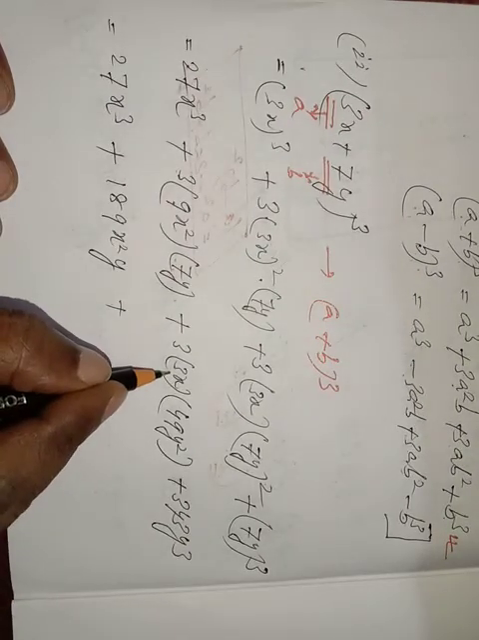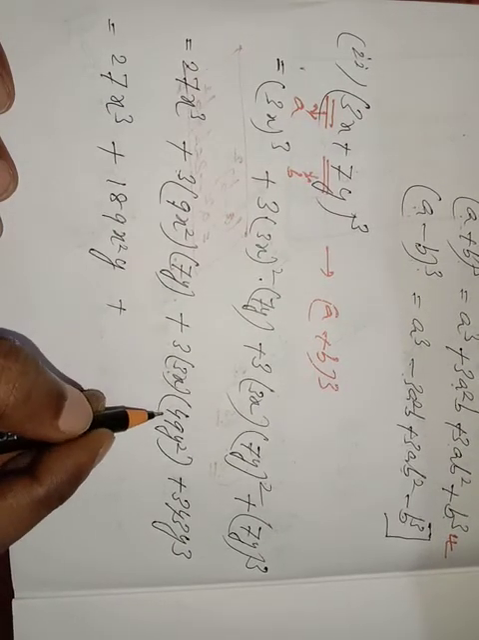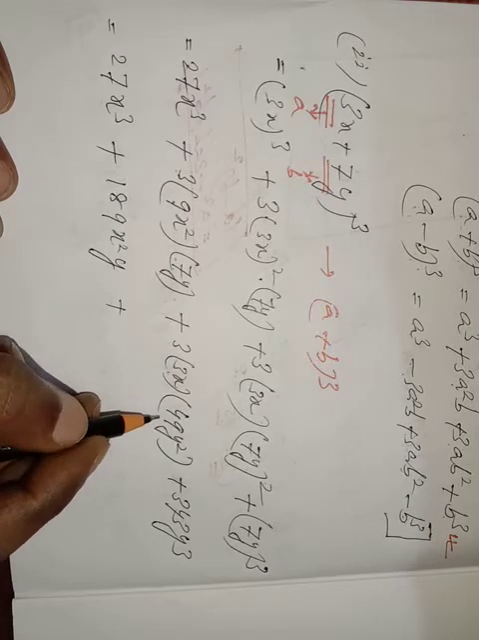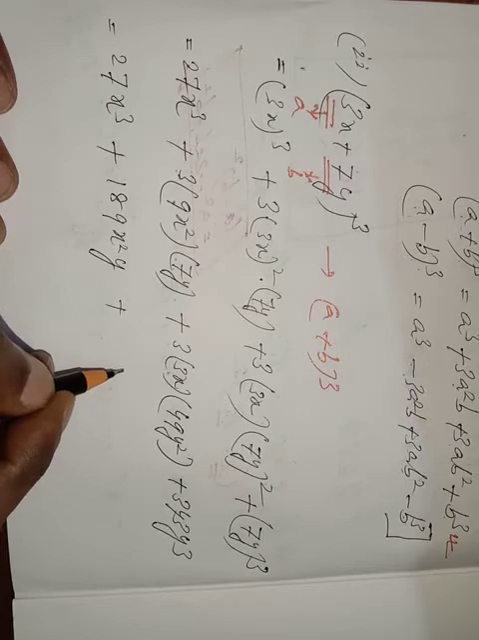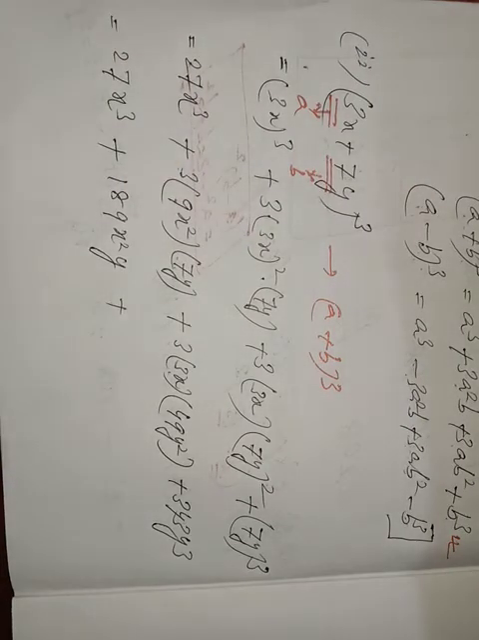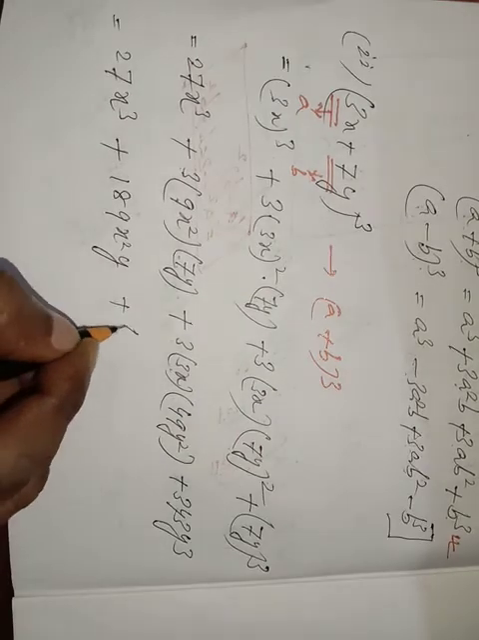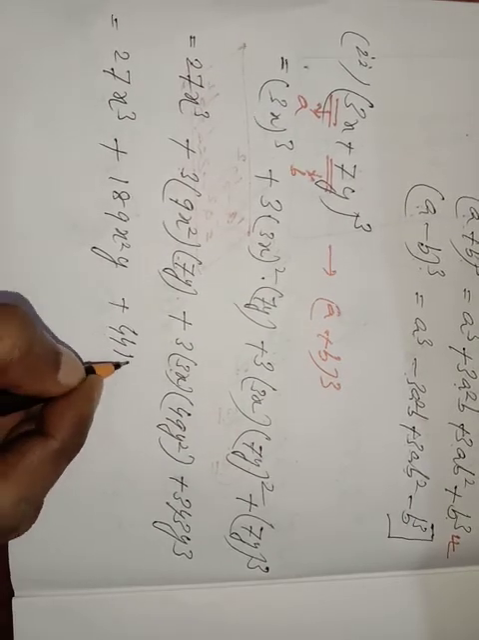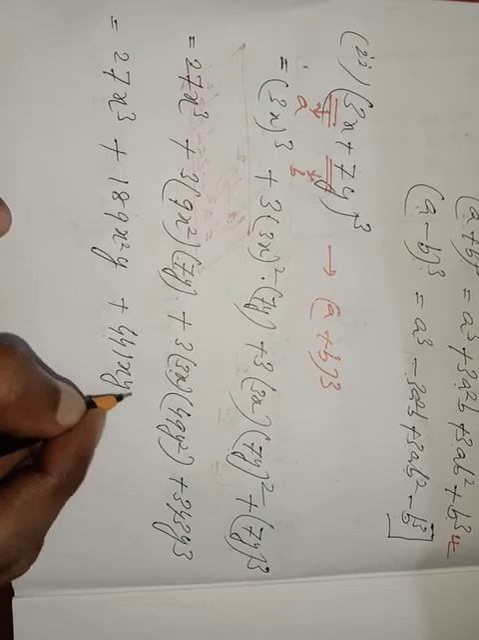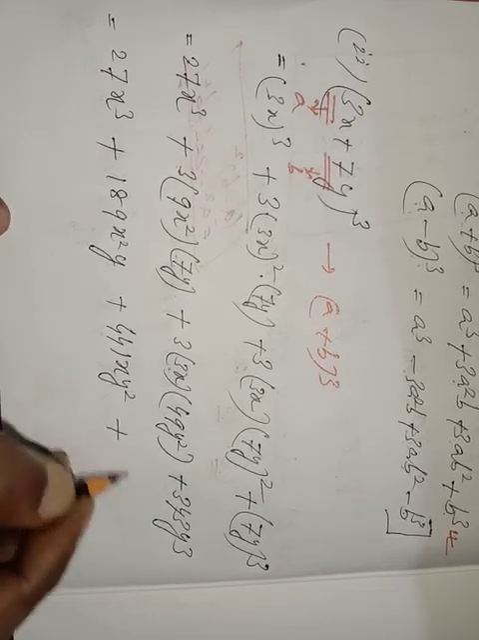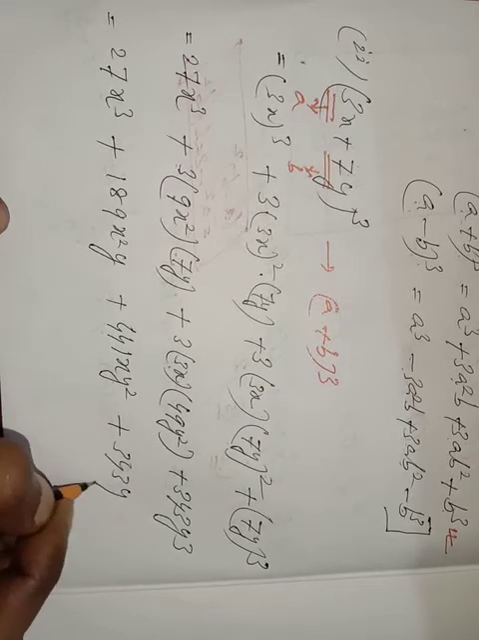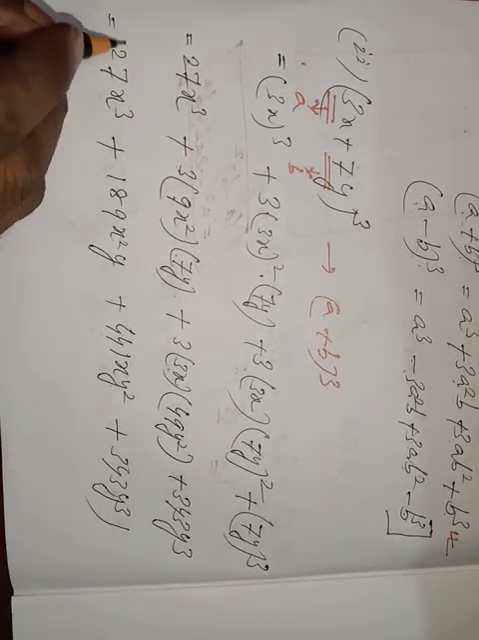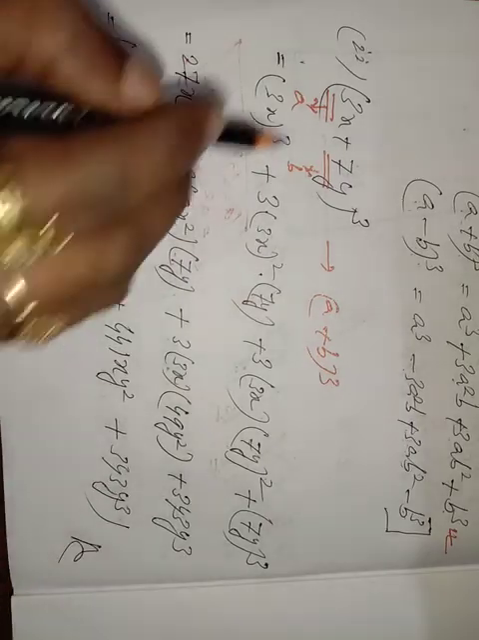9 into 49. Just multiply 9 into 49. How much are you getting? 441. Very good. 441 x y square. The last is 343 y cube. This is the result of (3x plus 7y) whole cube.